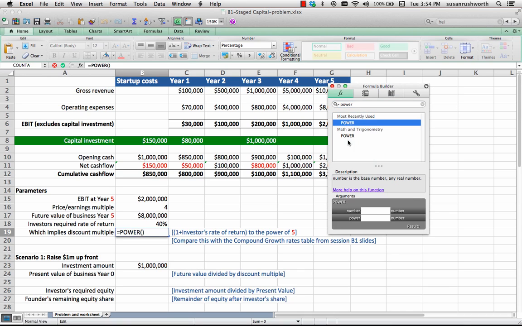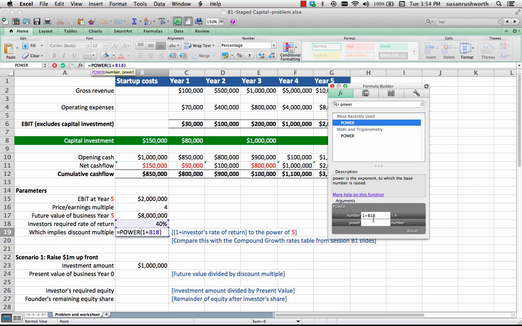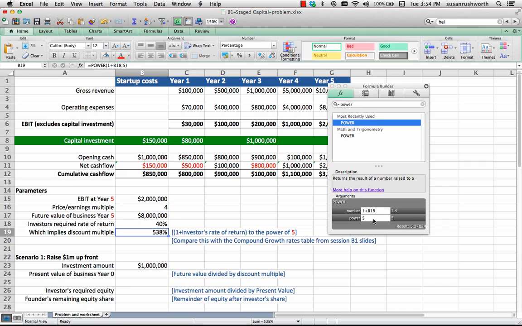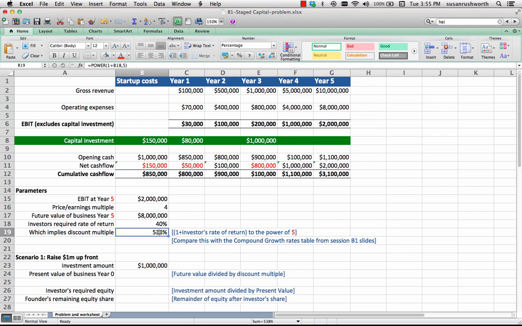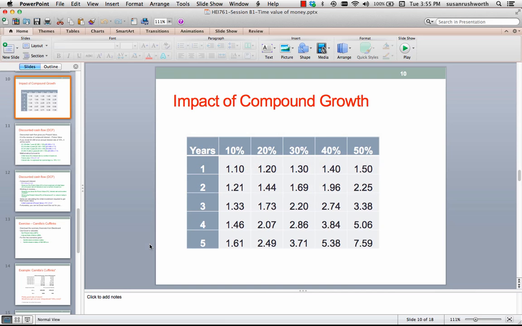Here we go. You want the number that you're raising, which is 1 plus your interest rate, and the power you're raising it to. In this situation, the power is the number of years over which the investment takes place, in this case 5. Excel's chosen to display this as a percent because one of the inputs into the equation was expressed as a percentage. It's easier to understand that as a number, so let's change it back to a number. 5.38, which, as you remember, matches the number in the table here.